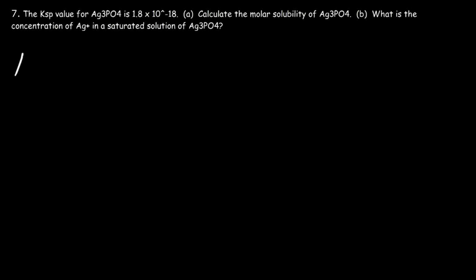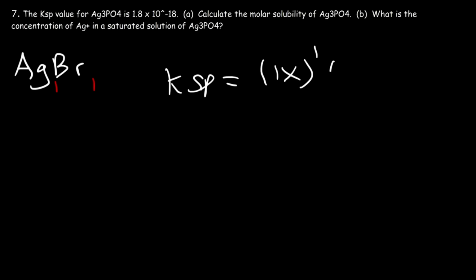Now let's start with our first example, which was AgBr. In this substance, notice that the subscripts are 1 and 1. So to calculate the KSP, for Ag it's going to be 1x raised to the first power, and for Br, 1x raised to the first power. So you get this expression. The KSP is equal to x squared. And if you need to calculate the molar solubility, just simply calculate x.